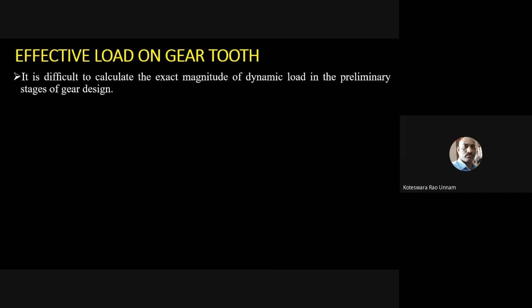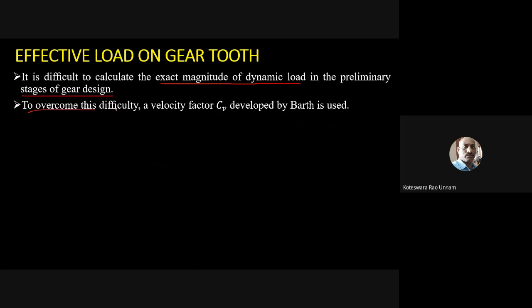Now it is difficult to calculate the exact magnitude of the dynamic load in the preliminary stages of gear design, because you never know what the speed is and how much impact is going to take place. Therefore, to overcome this difficulty, the approximation method, the velocity factor, was developed by Barth and is used to calculate the dynamic load. So beam strength is the static load, then we convert it to the dynamic load by multiplying by the service factor as well as this velocity factor. So how do you define this velocity factor?